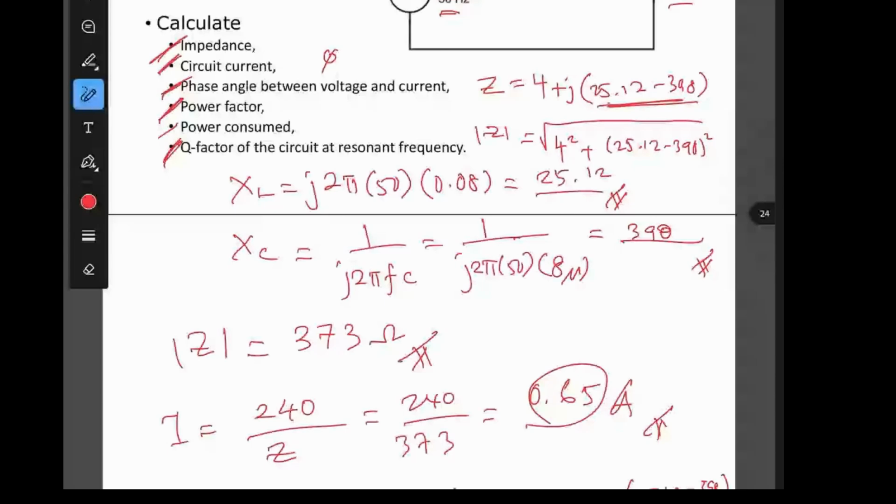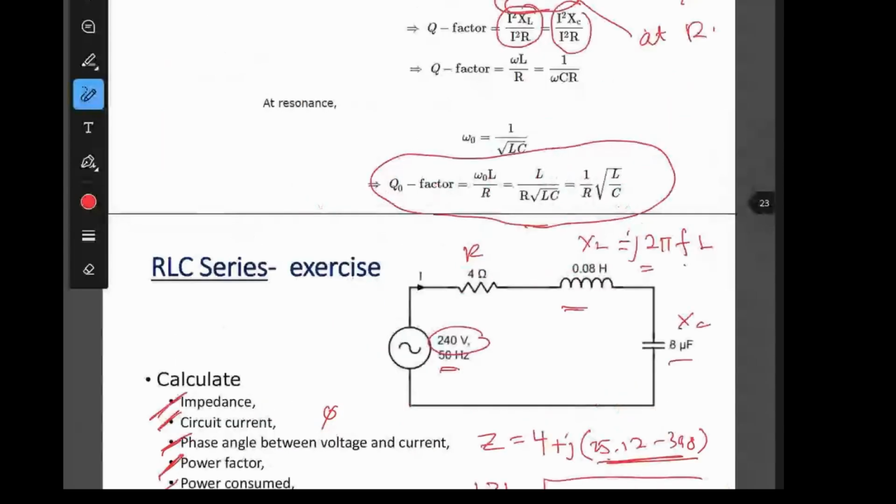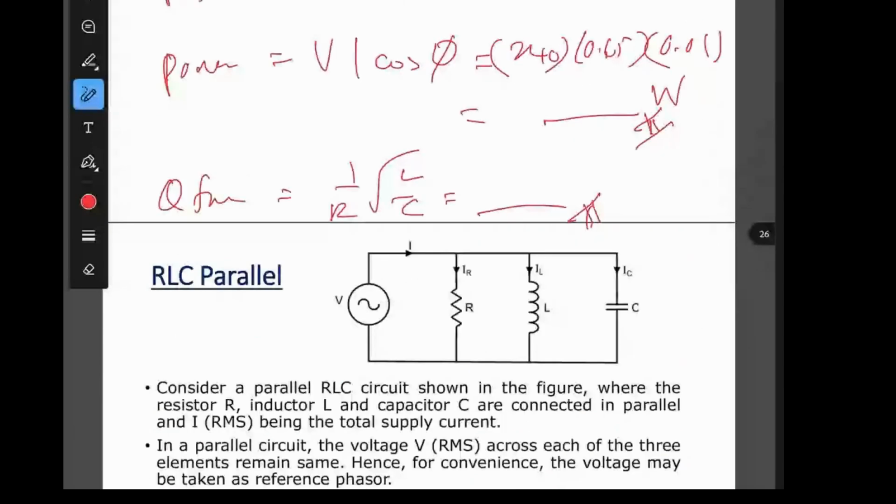Next is Q factor. Q factor, just using the formula. This formula. Q factor is 1 over R square root of L over C. Okay. Substitute the value, and we got this Q factor. Okay. I think that's all for RLC in series circuit.